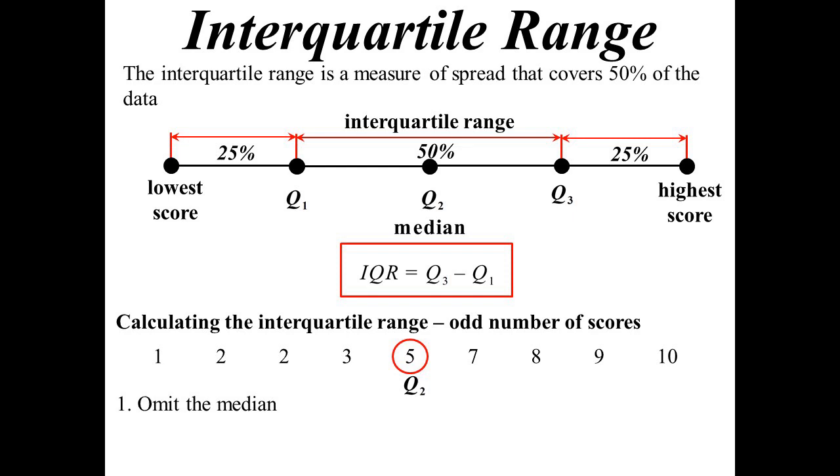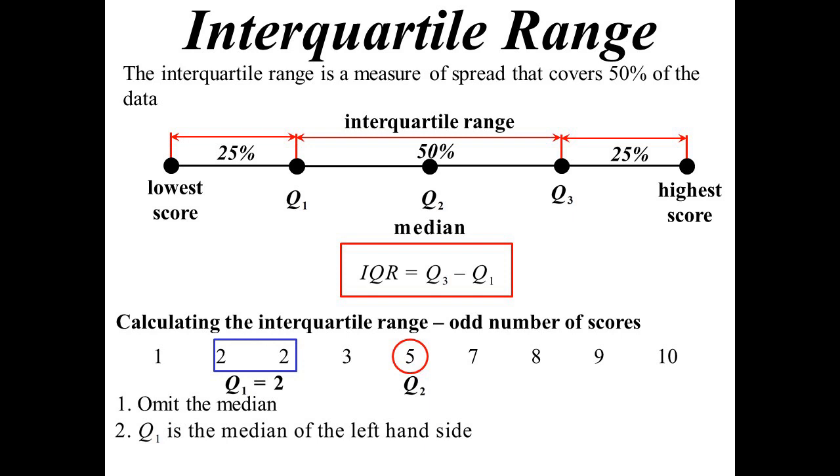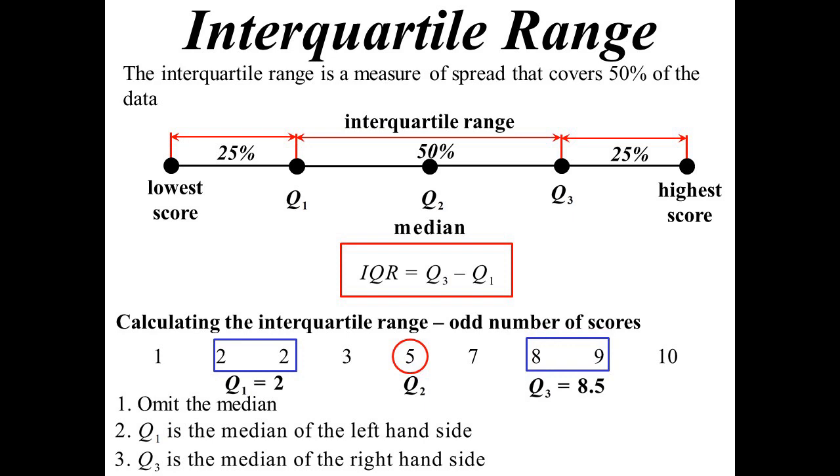So I've just circled it there. There's my Q2. Q1 then is the median of the left-hand side. Now on the left-hand side, I have an even number, so it'll be the average of the two middle numbers there. So Q1 would be 2. On the right-hand side, I do the same thing. So the two middle numbers, average them, 8.5. So my interquartile range, 8.5 minus 2, 6.5.